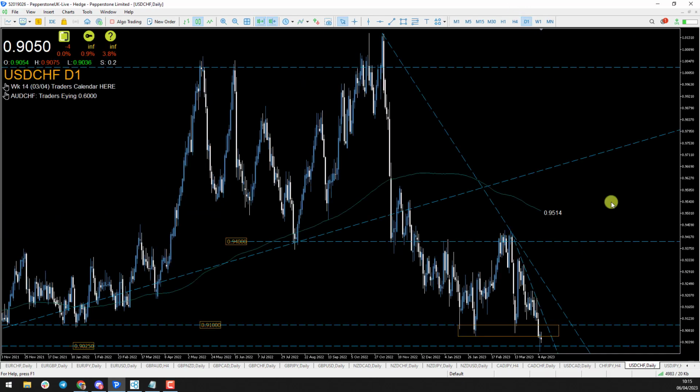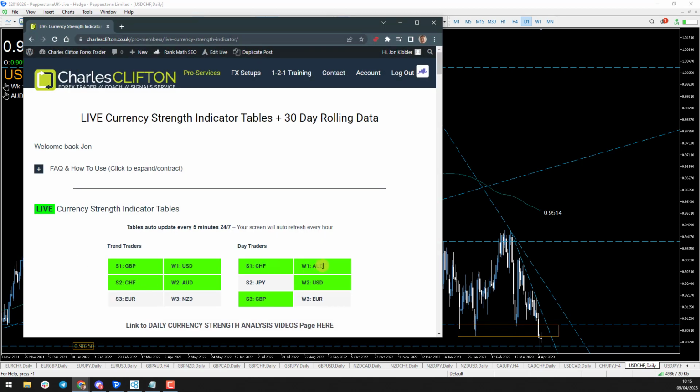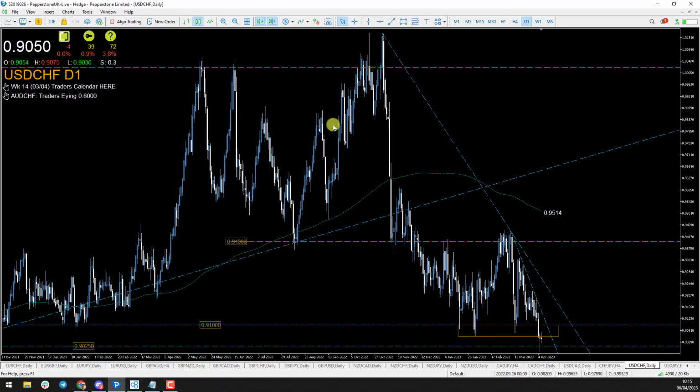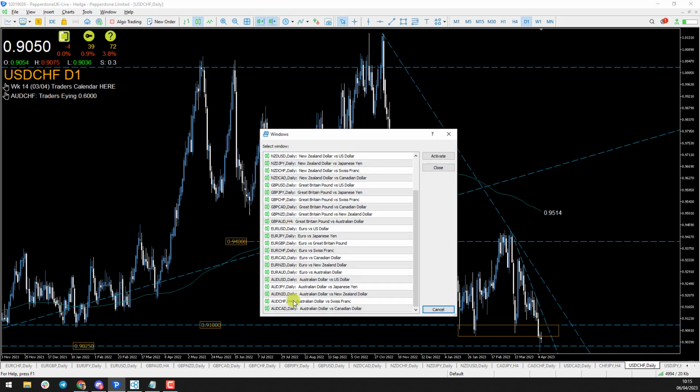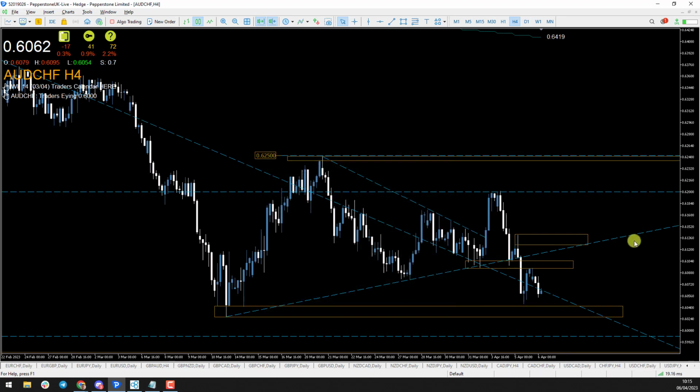Okay, so dollar Swiss potentially moving lower there. I will just pop over to Aussie Swiss. Obviously, Aussie Swiss still topping the day traders as well as a potential opportunity. Now, we've already spoken about Aussie Swiss this week on a number of occasions, so I will only go over it briefly because price has kind of reacted to an area that we pointed out.